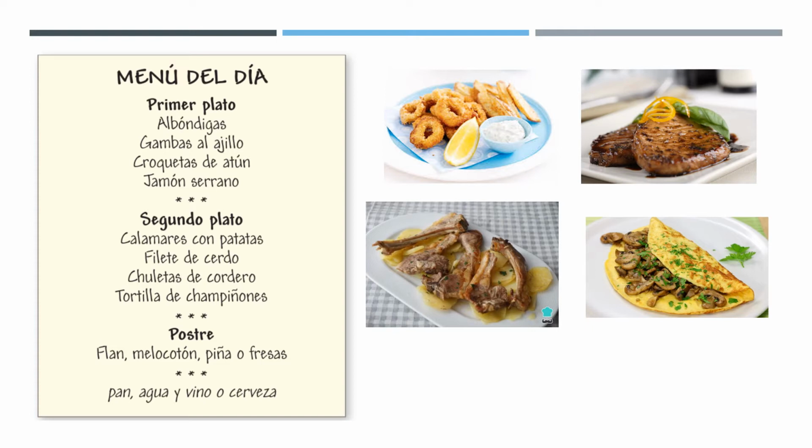You'll start learning about different cuts of meat and what each one looks like and what to expect when you order it. So, filete de cerdo. The word for pork, cerdo, is also the word for pig. Filete de cerdo. And then you move on to chops, lamb chops.